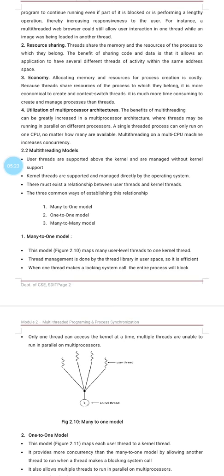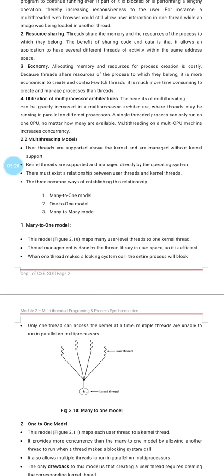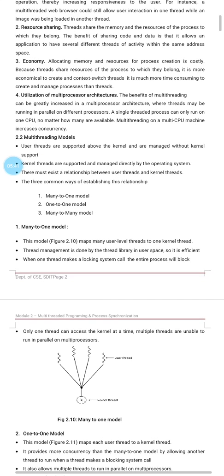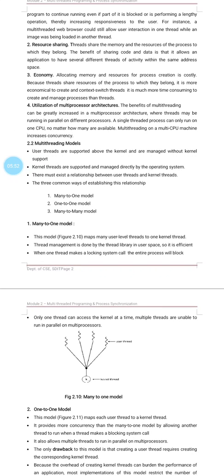Utilization of multiprocessor architecture. The benefit of multi-threading can greatly increase in multiprocessor architecture, where threads may be running in parallel on different processors. In a multiprocessor you have more than one processor, so when you have multiple threads, you can allow them to execute simultaneously on different CPUs. Whereas if you have a single threaded process, only one can run, even though you have multiple processors. So it is better that we go for multi-threaded processes.